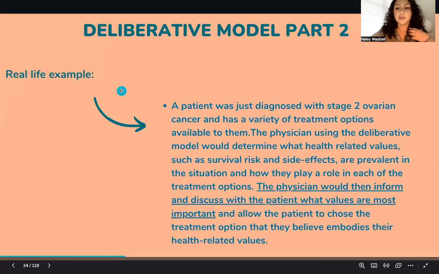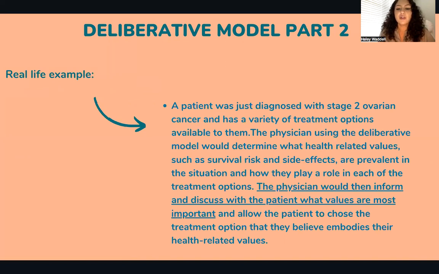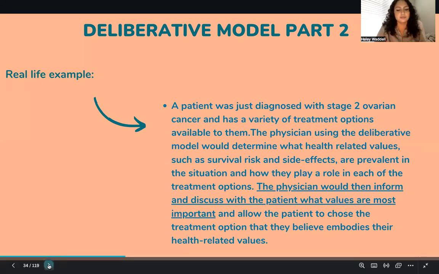So here's a real life example again with the ovarian cancer. A patient was just diagnosed with stage 2 ovarian cancer and has a variety of treatment options available to them. The physician using the deliberative model would determine what health related values, such as survival risk and side effects, are prevalent in the situation and how they play a role in each of the treatment options. The physician would then inform and discuss with the patient what values are most important and allow the patient to then choose the treatment option they believe embodies their health related values.